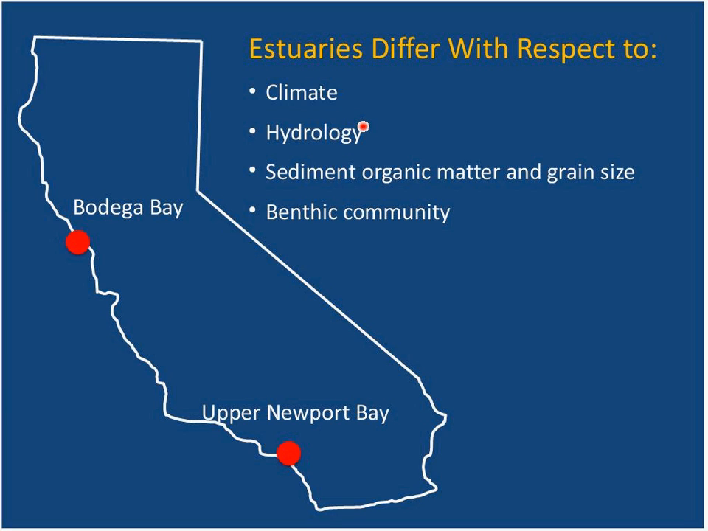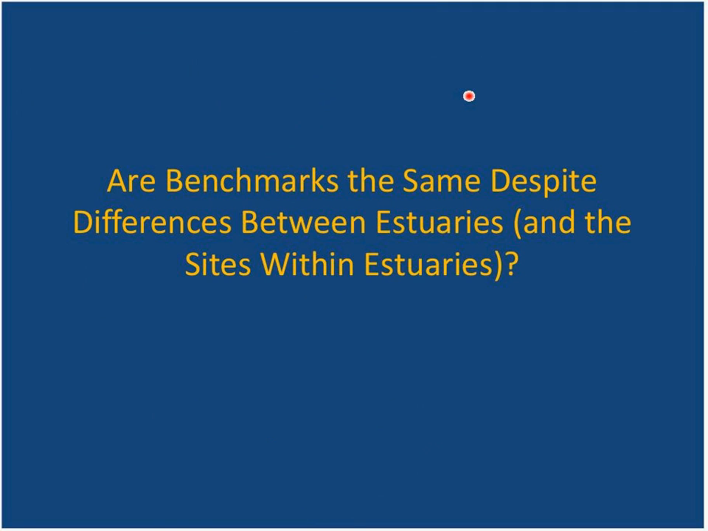Amongst other things, they differ with respect to climate, hydrology, and sediment characteristics. What we're looking for is to see, can we find a benchmark that's similar between estuaries that vary greatly, also with respect to, say, watershed development. That will really help us hone in on where the thresholds might be occurring.